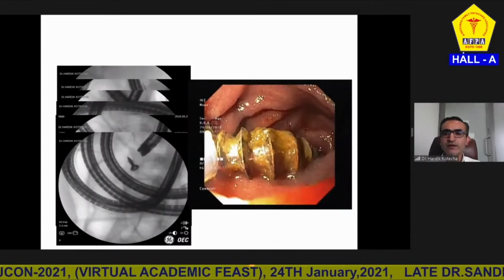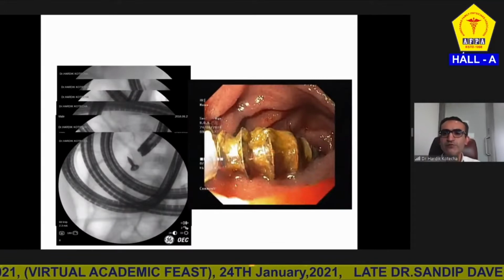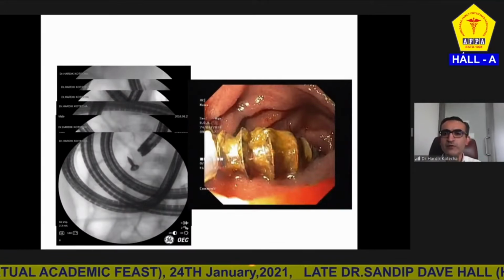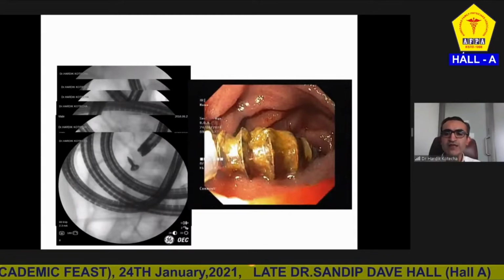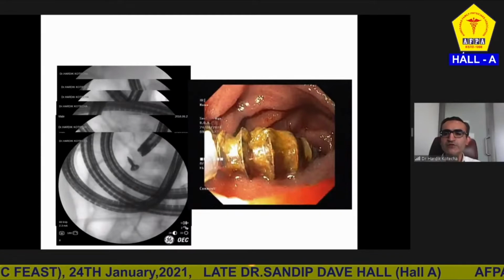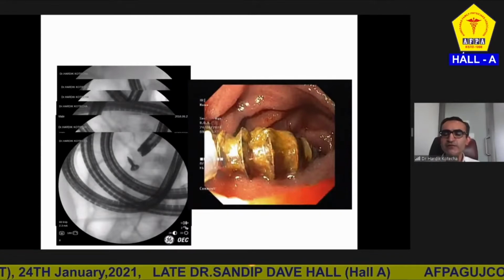Gradually we took it out inside the overtube. Once the endoscope and the screw are in the overtube, there are no chances of damage to the small intestinal mucosa because of the pointed screw. And immediately we were able to take it out.